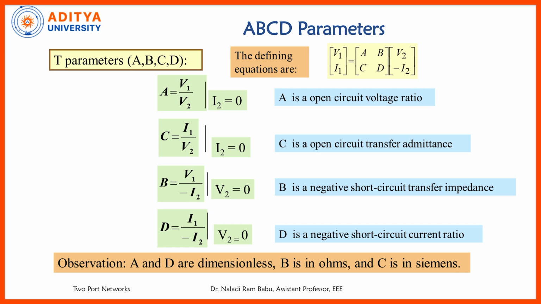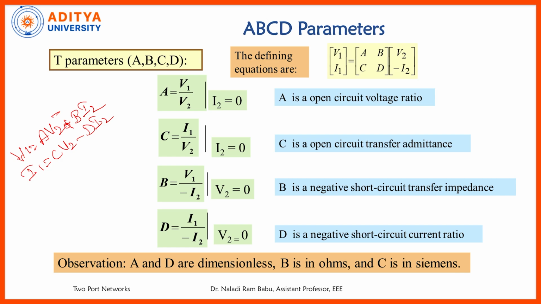Coming to the transmission line parameters or ABCD parameters, it is given by the equation V1 is equal to AV2 plus BI2, whereas I1 equal to CV2 minus DI2. Here also it is minus. Therefore, we observe in these equations that V1 is input voltage and I1 is input current, whereas V2 is output voltage and I2 is output current.